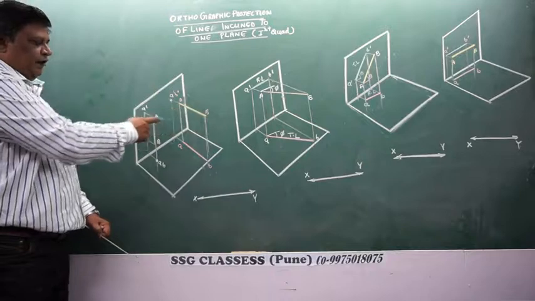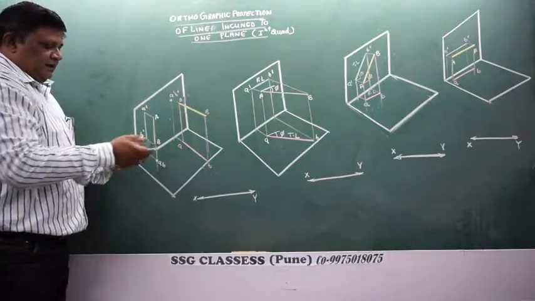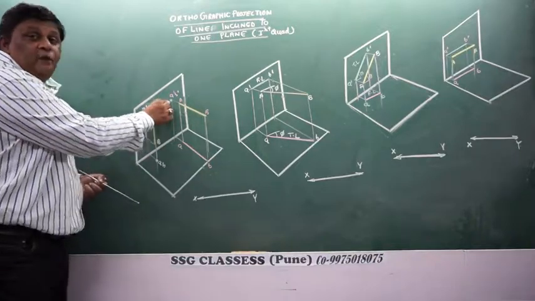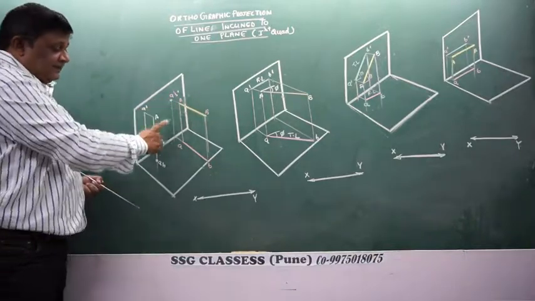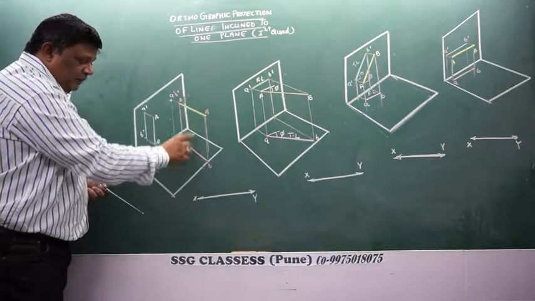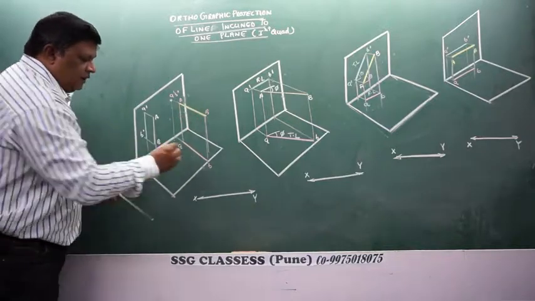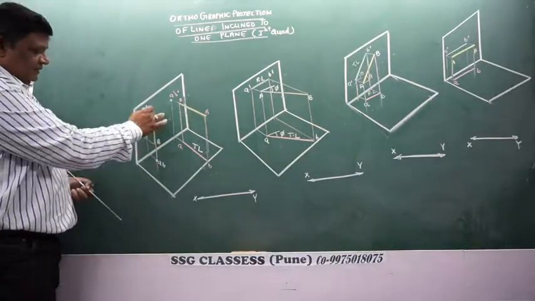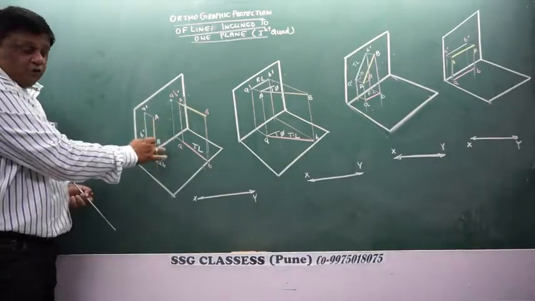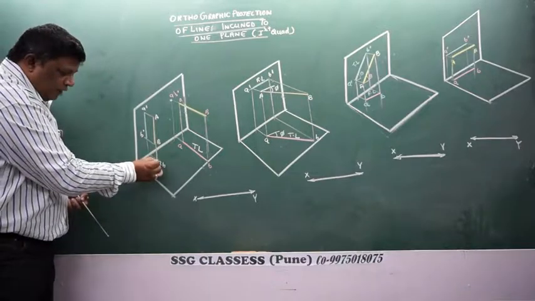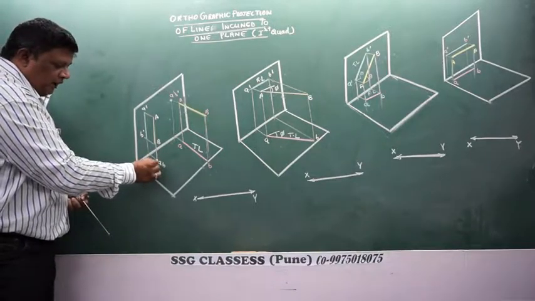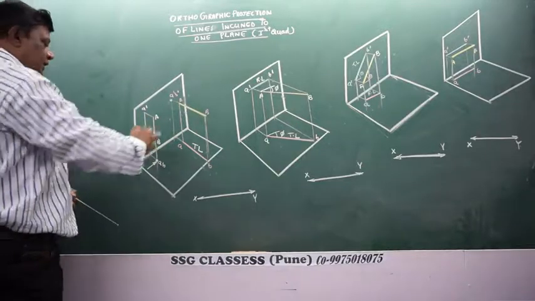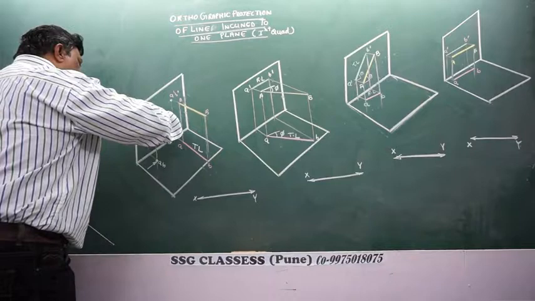Now see these two lines. This line is perpendicular to VP. Hence I am obtaining only and only the point view out here. Whereas this line is parallel to HP, so I am obtaining the true length on HP. On the other side, this line is perpendicular to HP, so I am obtaining only a point view out here, whereas it is parallel to VP, so I am obtaining a true length on VP.